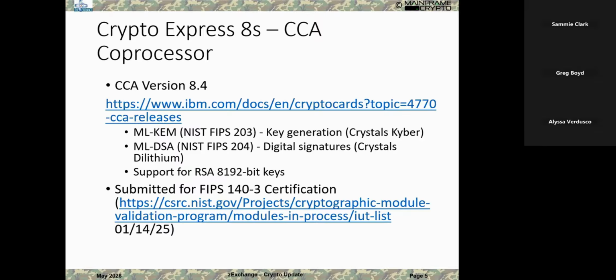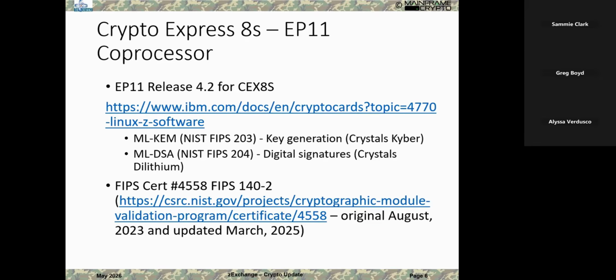The Crypto Express 8 card configured as a CCA coprocessor has been submitted for FIPS certification, so it's in the process of being FIPS certified, and I'm going to talk about that again a little bit later on in the presentation. Greg, we did have one question come in.